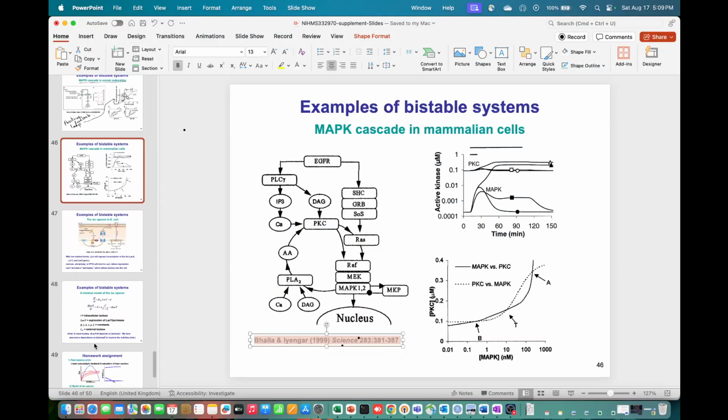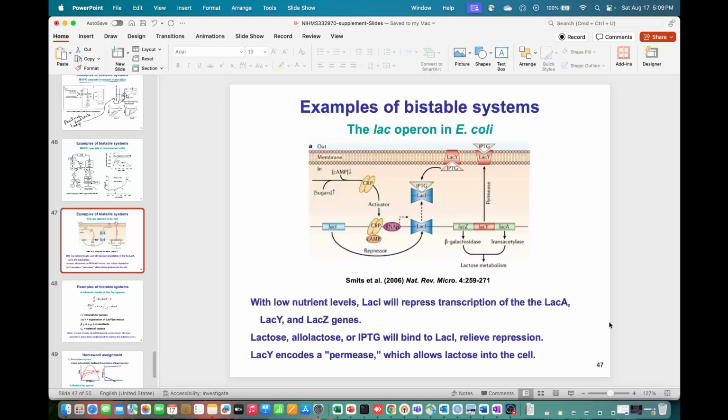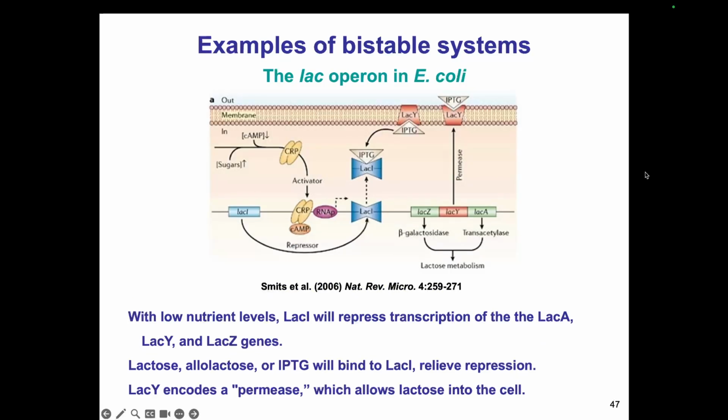So let me show you another bistable system like this. This is the lac operon in E. coli. This is the whole network. It's a little bit messy, but when there is low nutrient level... E. coli, I hope you know, is a bacteria. We grow E. coli in the lab using petri dishes. Also E. coli is very readily available everywhere; it is very common.